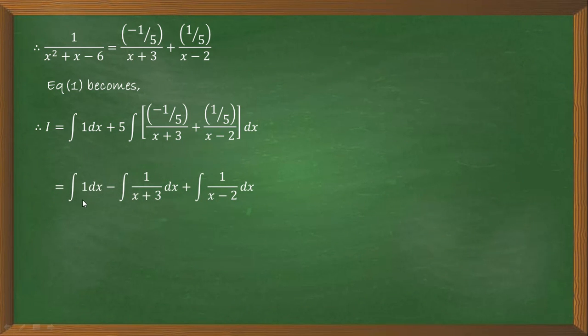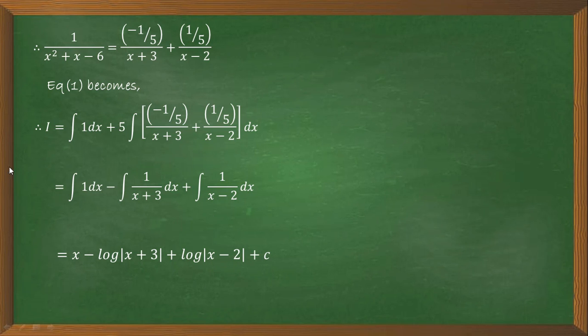So again we will rewrite this. What we get, see here, integration of 1 dx. Now take a separate integration of this. So 5 and 5 will get cancelled. So here you will get minus integration of 1 upon x plus 3. Here also 5 will get cancelled because it is 1 upon 5 into 5, so that is 1. So integration of 1 upon x minus 2 dx. Now it is very easy to evaluate the integration.